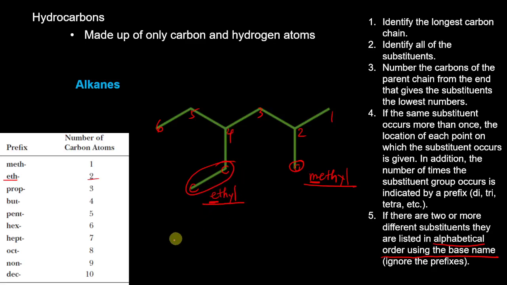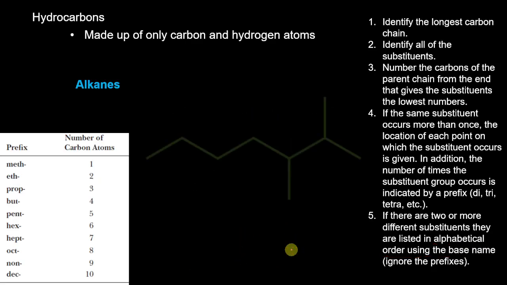So let's name this one. Again, first we have the ethyl. That's attached on carbon number 4, 4-ethyl. Then we have methyl on carbon number 2. That's 2-methyl. Then we name the parent chain. It's composed of 6 carbons, so this one will be a hexane. This one is 4-ethyl, 2-methyl hexane.